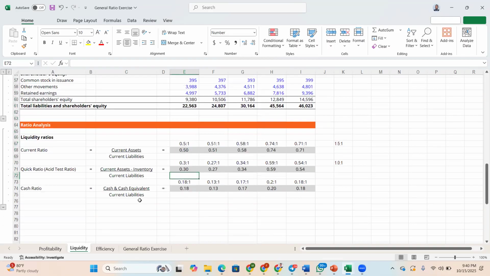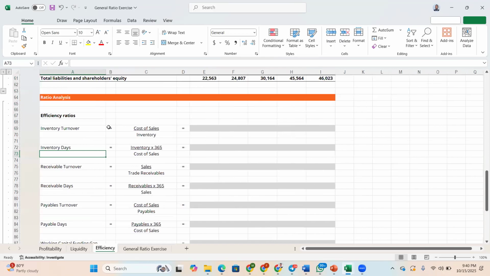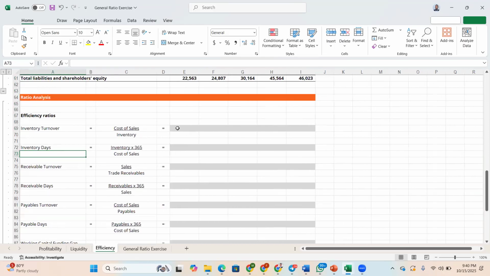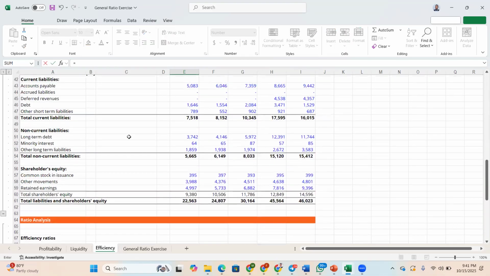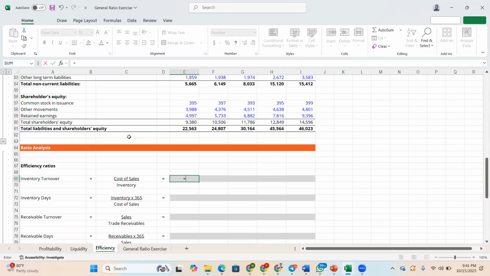So the next thing we are looking at is efficiency. Let's look at our efficiency ratios quickly. Our inventory turnover. Inventory turnover and inventory days are the same thing though. It's just that you are using different measures to look for the same thing. Inventory turnover, you are representing it in times. So how do I achieve that? Inventory turnover is cost of sales divided by inventory.